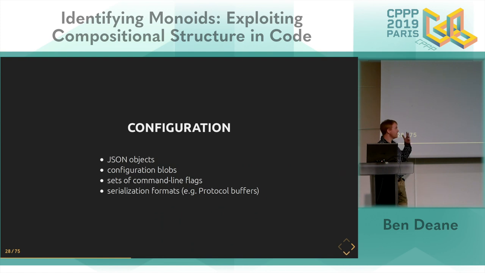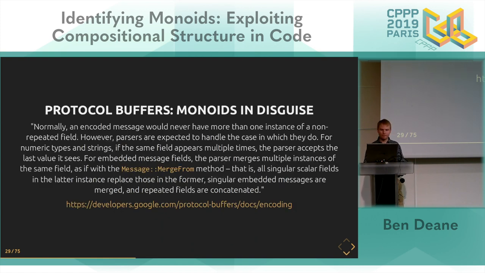And serialization formats like JSON and protocol buffers support this kind of thing. Now, what I've just said, all that overlaying stuff, those are monoidal operations. So this is straight from the protocol buffers documentation. And if we just look at the text here, we can see the clues that monoids are involved.